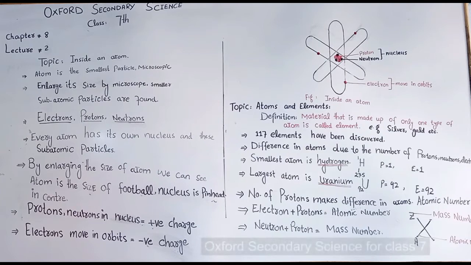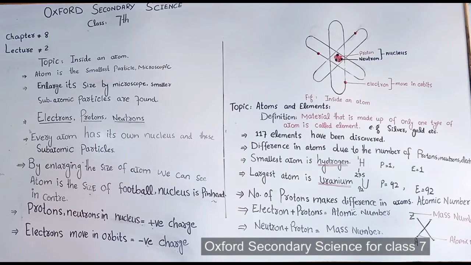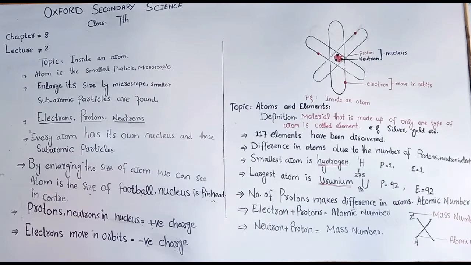As you know, yesterday we started the Oxford Secondary Science for class 7, chapter number 8, which was about atoms. In the previous lecture we discussed what atoms are and where they exist. Hopefully all of you are aware of atoms.